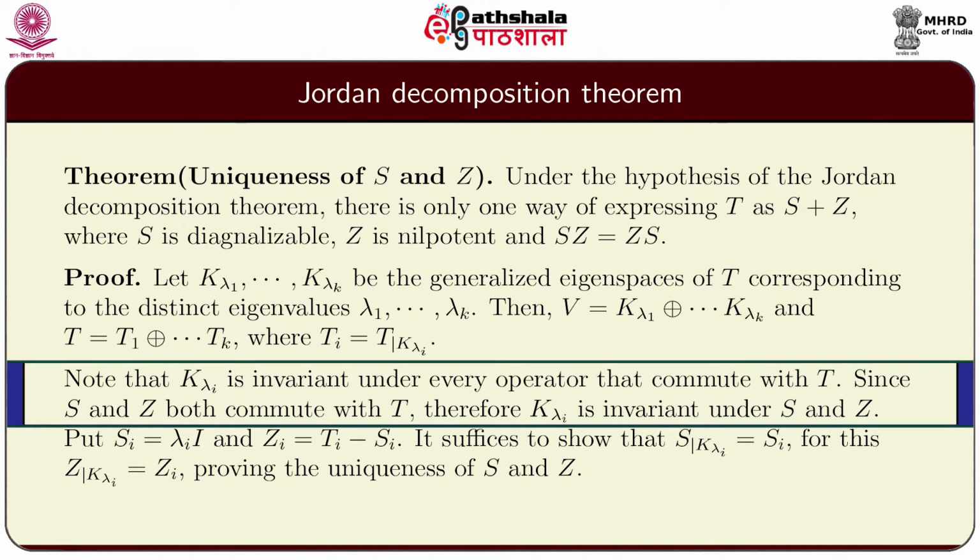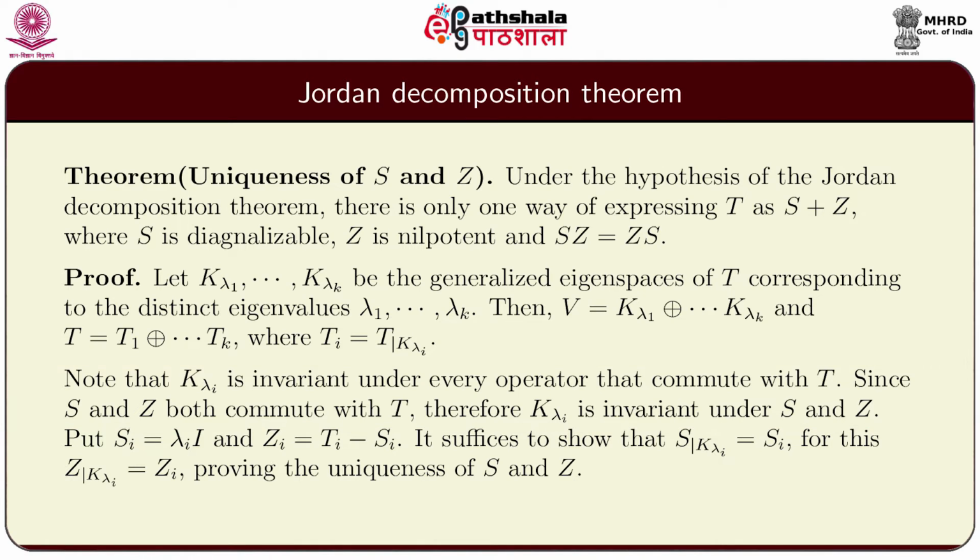Note that K_λi is invariant under every operator that commutes with T. Now, since S and Z both commute with T, K_λi is invariant under S and Z. Let us write S_i equal to λ_i I and Z_i equal to T_i minus S_i. It suffices to show that S restricted to K_λi is S_i. For this, Z restricted to K_λi is Z_i, proving the uniqueness of S and Z.